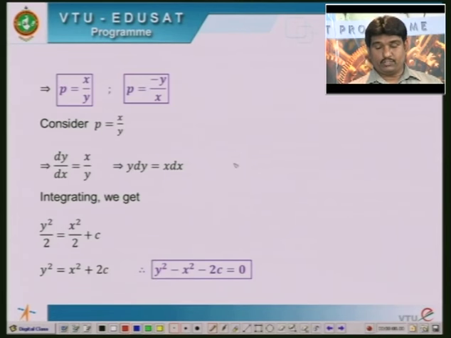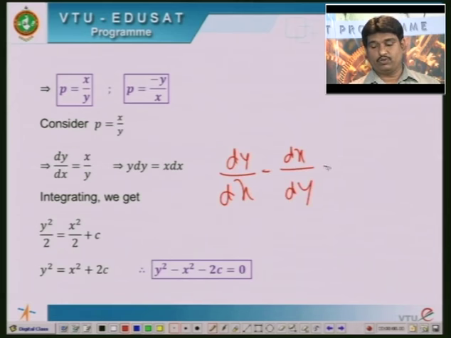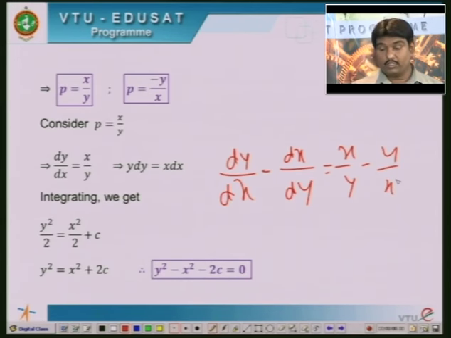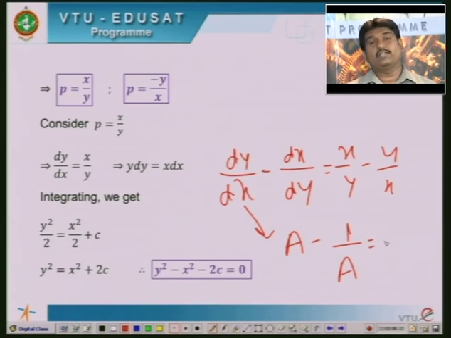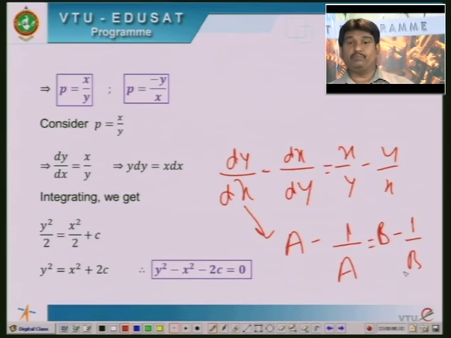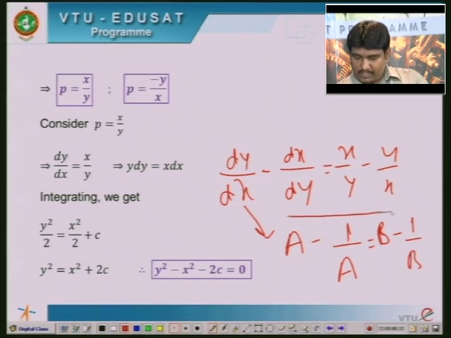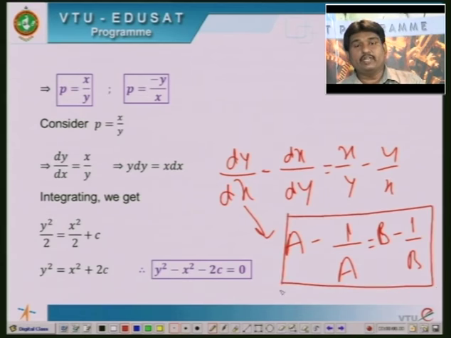The given differential equation was like this: dy by dx minus dx by dy equals x by y minus y by x, or y by x minus x by y, vice versa, whatever it may be. I can call this as a. dy by dx is a, then dx by dy is reciprocal of that, 1 by a. I will call x by y as b, and in that case y by x will be reciprocal of x by y, which is 1 by b. You can see a minus 1 by a equals b minus 1 by b. And this arrangement is possible in two cases.